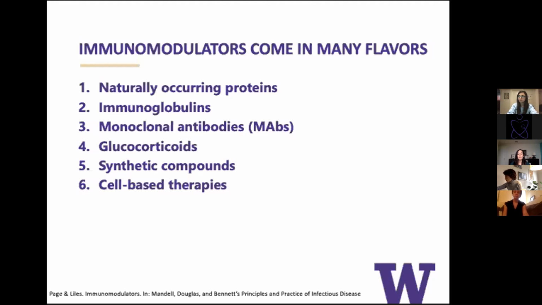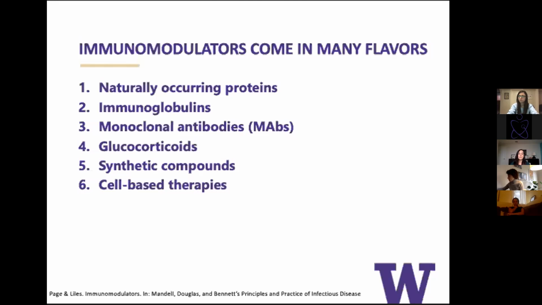Glucocorticoids are immunomodulatory treatments that exert pleiotropic effects on components of both the innate and acquired immune systems. There are also synthetic compounds that we may not tend to think are classified as immunomodulators, and these actually include things like HMG-CoA reductase inhibitors or statins, pentoxifylline, and thalidomide. And then finally, there are immunomodulatory cell-based therapies, including mesenchymal stromal or stem cells.